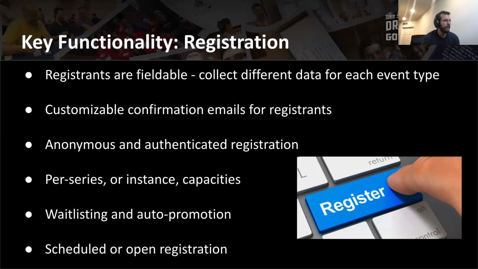You can specify capacities on a per series and a per instance basis. That depends on the registration type. If it's a series registration, the capacity applies across the series. If it's an instance registration, the capacity is on an individual instance basis.